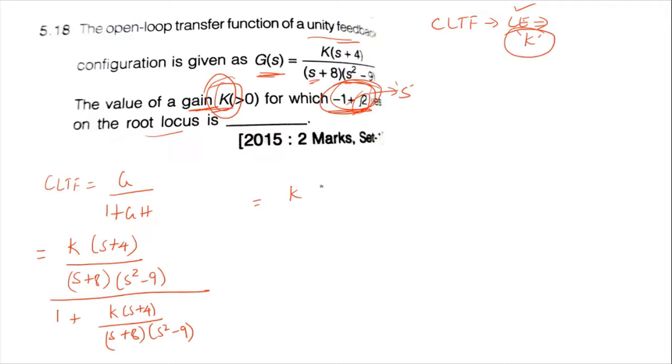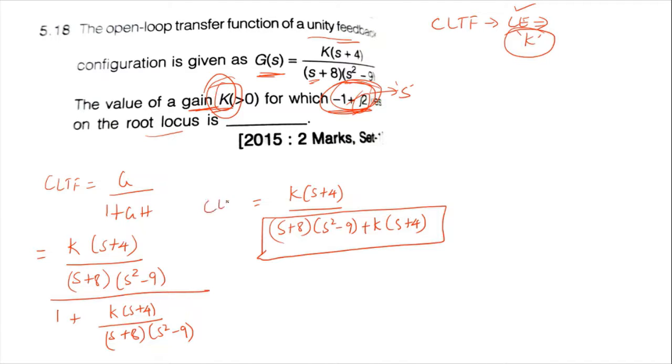S plus 4 divided by, this is going to get cancelled, so (s plus 8) into (s squared minus 9) plus K into (s plus 4). So this is our characteristic equation. The denominator of the closed loop transfer function is the characteristic equation. So now we can equate this to 0 and get the value of K. So when I equate to 0 and get the value of K, K would be equal to minus (s plus 8) into (s squared minus 9), the whole divided by (s plus 4).